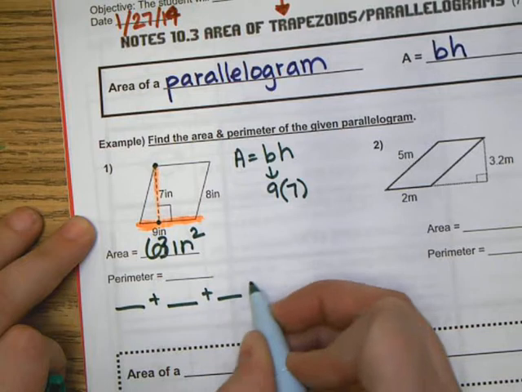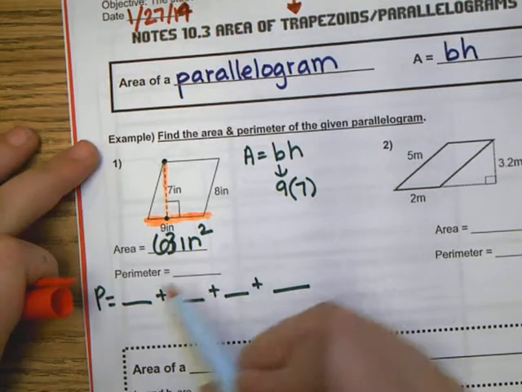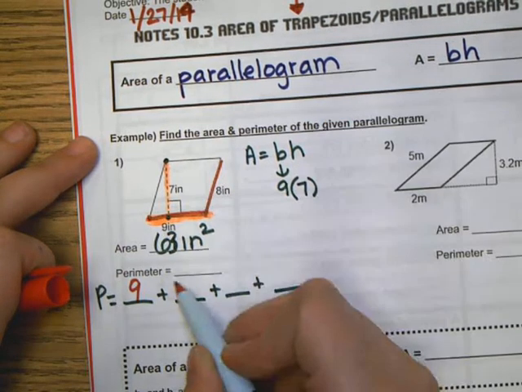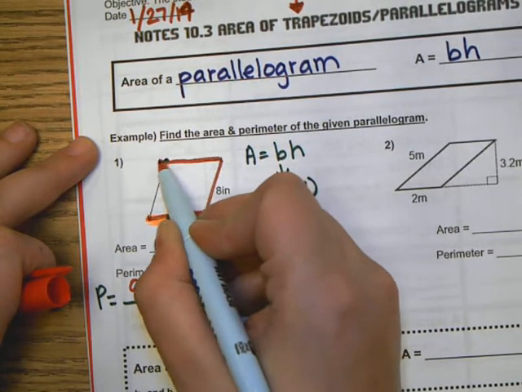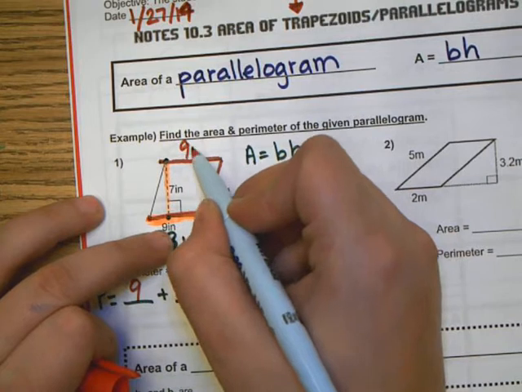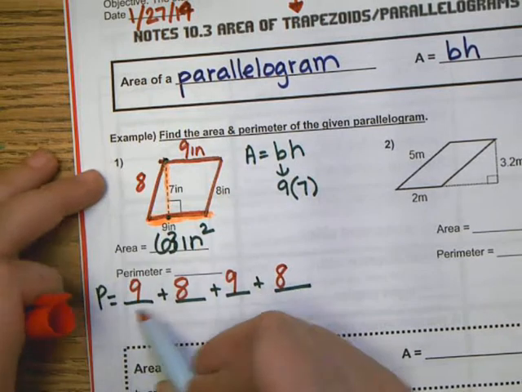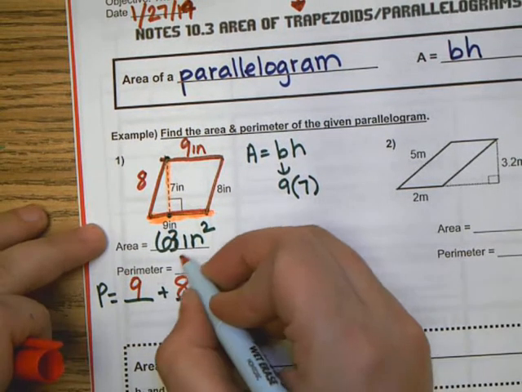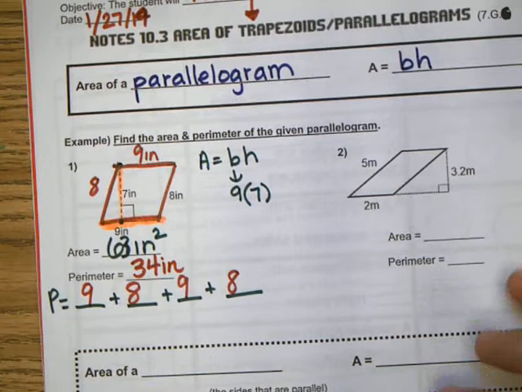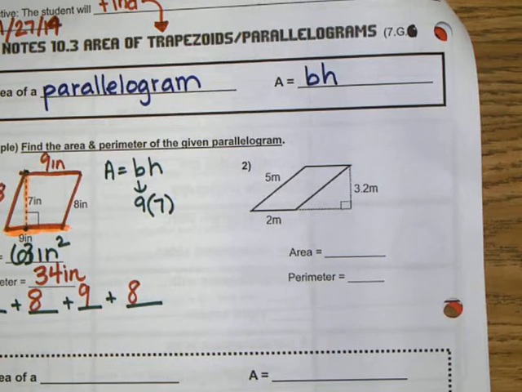For perimeter, a parallelogram has 4 sides, so we need to add 4 numbers together to find perimeter. Remember, perimeter is the distance around. So if I start here, I have to walk 9 inches, and then turn here and go 8 inches, and then this also is around the figure. If this is 9, and a parallelogram has opposite sides equal, then I know this is another 9 inches. And if this is 8, then this is 8 inches. So if we add that up, we would get 34 inches. Okay, so you could pause the video at this time and try example 2 here.